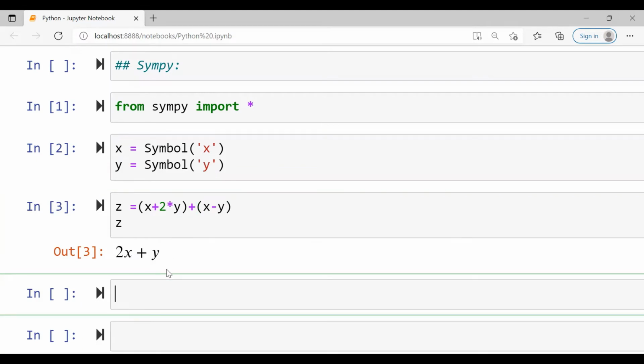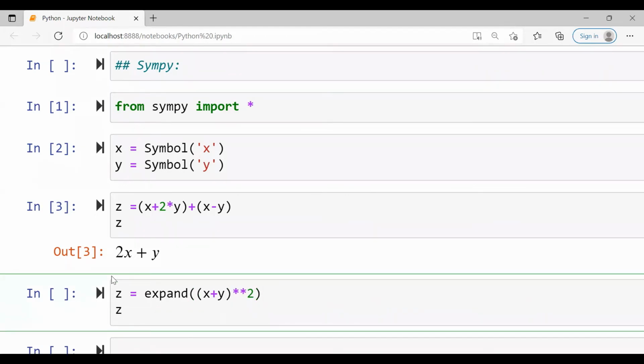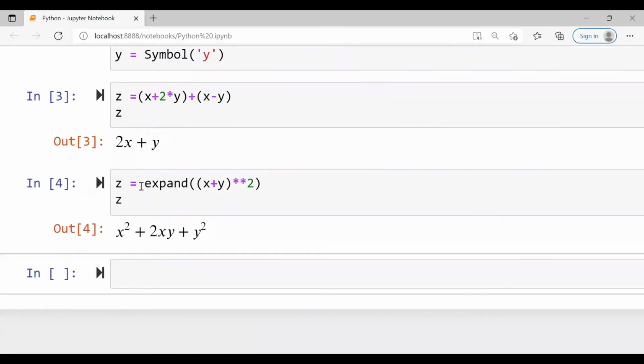Next, we'll try to expand. We'll take an expression and evaluate z is equal to, use the function called expand, x plus y whole square, right? And for power you have to use 2 asterisks, x plus y whole square. You know the answer for this, x square plus 2xy plus y square. So this is expand.